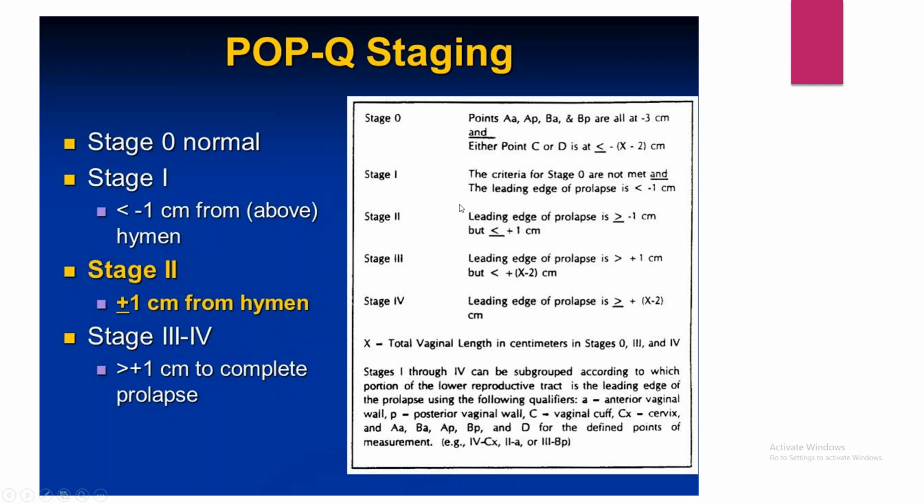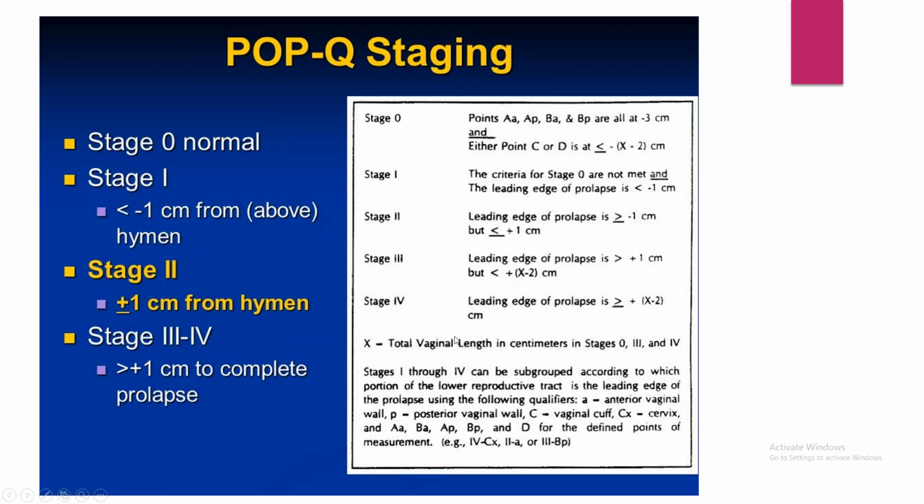Stage 2 is very easy. From -1 to +1: -1, 0, +1. Any measurement from -1 to +1 becomes stage 2. Again, stage 3 is +1 to TVL -2, so it mirrors stage 1. It is the same mirror of stage 1, but outside. And stage 4 is a mirror of stage 0, outside. Got it?